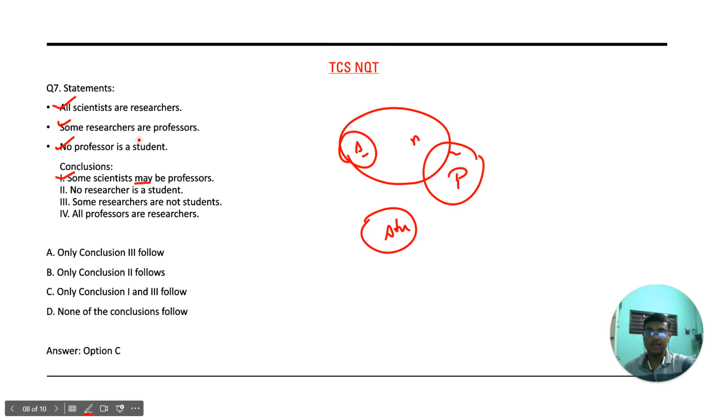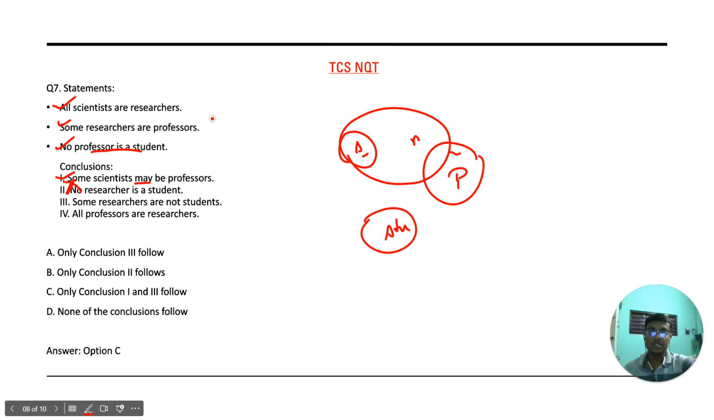See, we have been given the relation between professor and student, and nothing has been told about the researcher and student. Thus, concluding it that no researcher is a student would not be correct, and hence this conclusion is a wrong conclusion. The third conclusion says some researchers are not students.